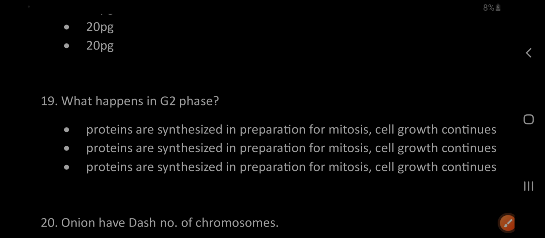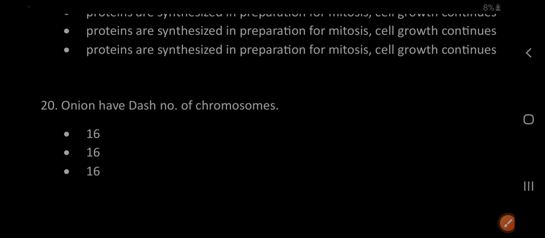What happens in G2 phase? Proteins are synthesized in preparation for mitosis. Cell growth continues. Onion have dash number of chromosomes. 16.